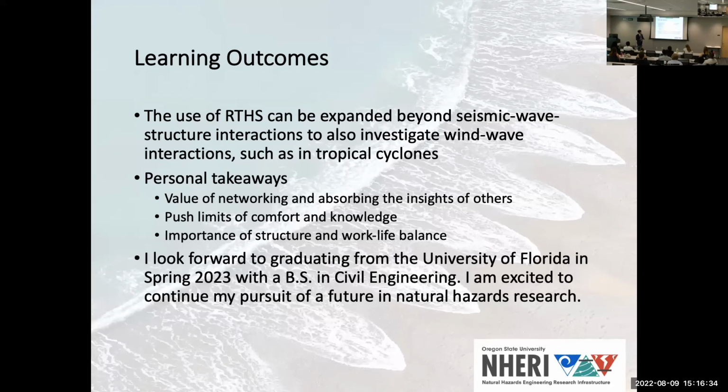As for my future, I will be graduating from the University of Florida in spring 2023 with a BS in Civil Engineering. I'll be continuing my pursuit of the future in natural hazards research. I think tropical cyclones, we'll see. And yeah, this fall, I'll continue working with the NHERI Niche project. And I think I'll be working with Boro's project with the Sentinel project at UF. So hopefully chase down some hurricanes, which again is my life goal.